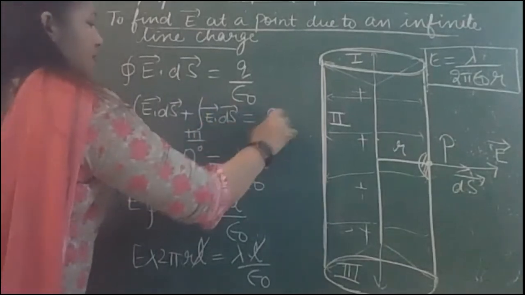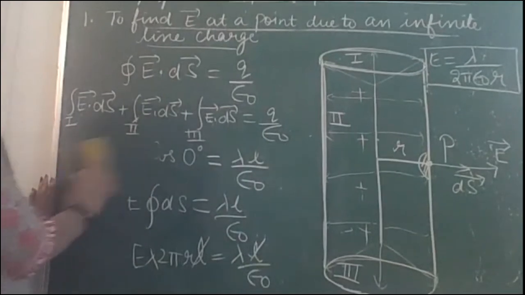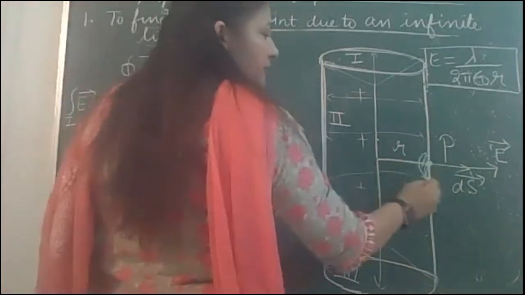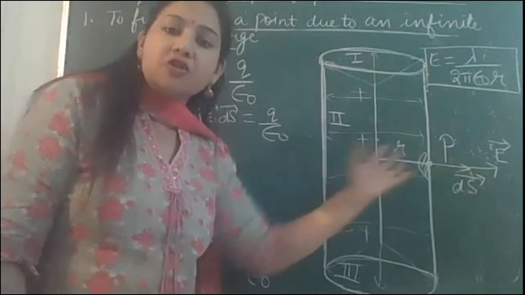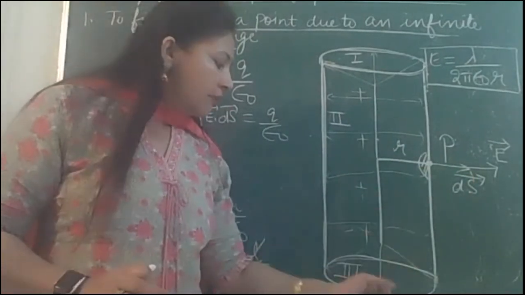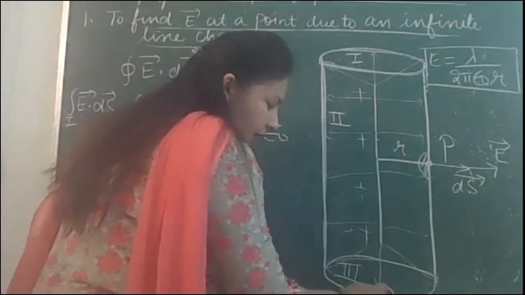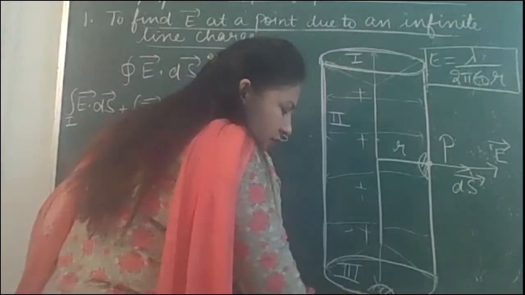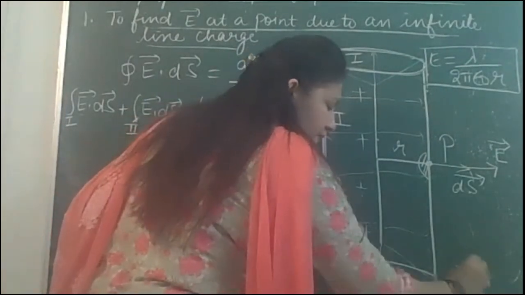That is Q by epsilon naught. Now let us see which part contributes and which does not. When we draw the area element and electric field here, we see that they are in the same direction. So yes, this portion definitely contributes towards the electric field. But if we take this lower part, for example, and take an area element here, the area vector is downwards, but the electric field at this point is still here.